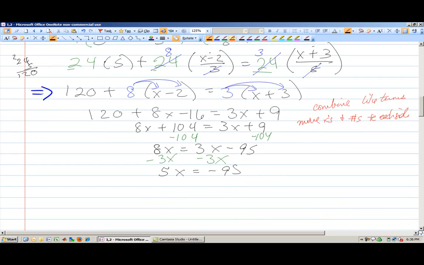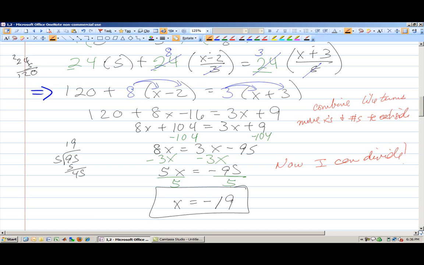Now I can divide, because I moved everything around. Remember, we don't want to divide until we've got all our x's on one side and everything else on the other. So what can I divide by? Divide by 5. So I've got x equals negative 95 divided by 5, which is negative 19. So I got my answer there.